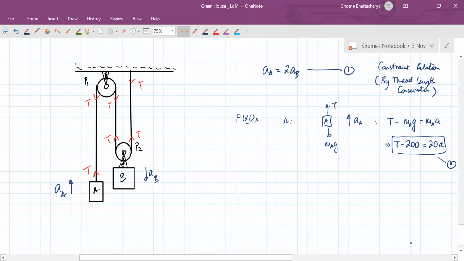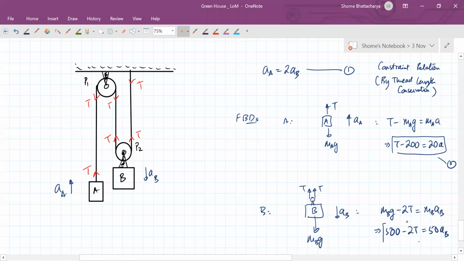And a third equation will come from the free body diagram of the block B. But don't forget the block B has the pulley attached to it. So there is tension from both sides acting, T and T, whereas weight is downwards and it has a downward acceleration of AB. So for this the equation will become weight minus 2T is equal to mass into acceleration, because weight is dominating. So this will become 500 minus 2T is equal to 50 times AB. This is the third equation of my system.